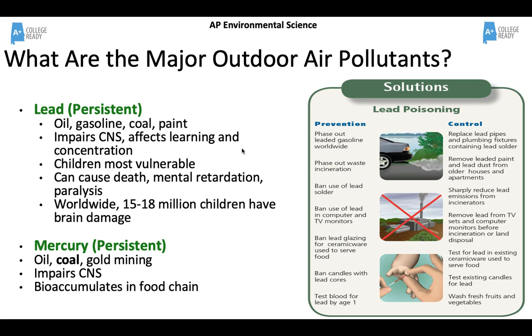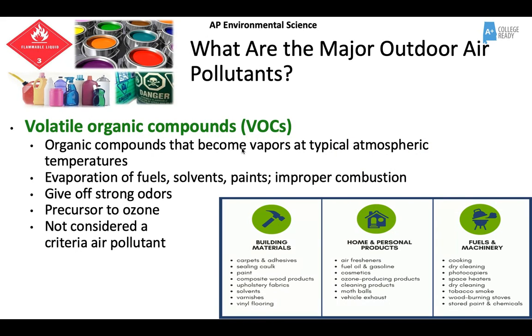Worldwide, 15 to 18 million children have brain damage due to lead poisoning. We've also got mercury. This can come from oil, coal, and gold mining. Again, it can impair the central nervous system. And this is something that bioaccumulates in the food chain, which is something that we've talked about already last month, I believe.